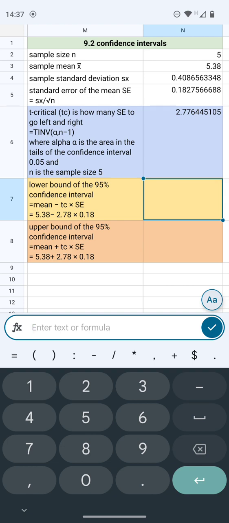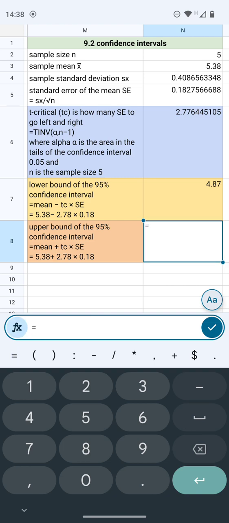So I have to go down 2.78 standard errors and up 2.78 standard errors from the sample mean to calculate the 95% confidence interval. So let's do that. I'm going to go down. I'm going to start with the mean, and I'm going to go down, minus the t-critical, times the standard error. That's how many standard errors I have to go down. Press enter. 4.87 is the new bottom of my confidence interval, below the old value of 5.